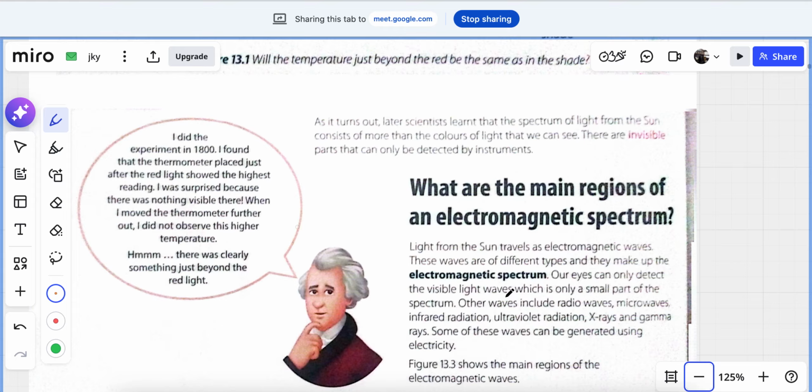Okay, so this is the formula for wavelength and the formula for speed in any of these electromagnetic waves. Here are some questions. Pause the video and try to answer these questions before you continue.